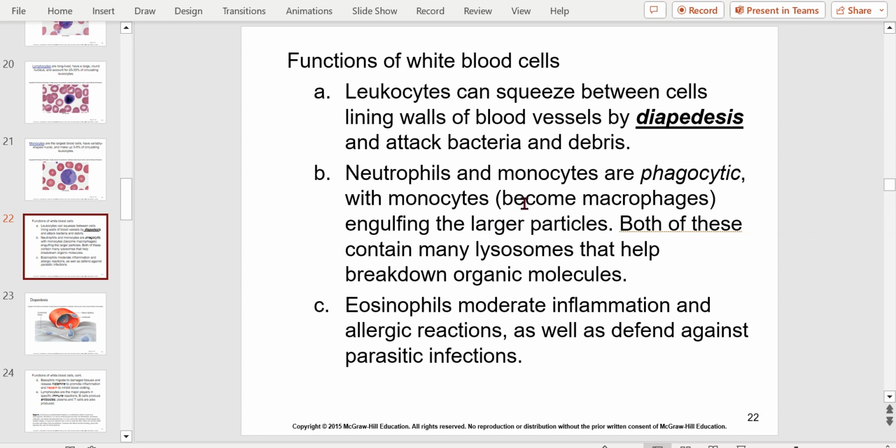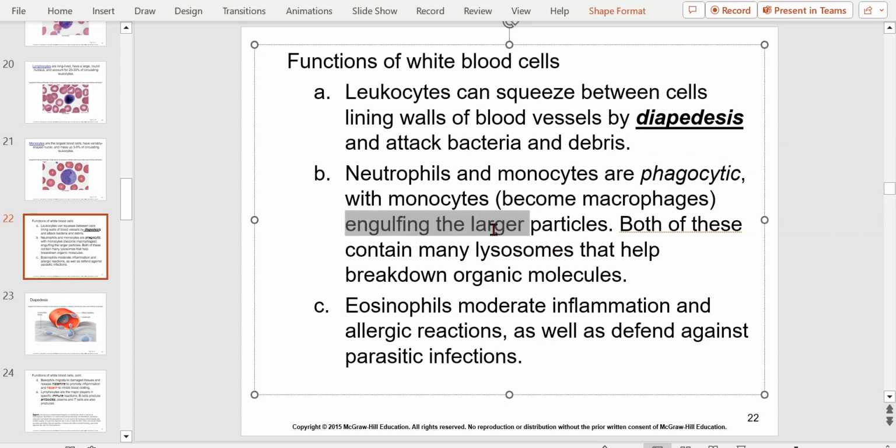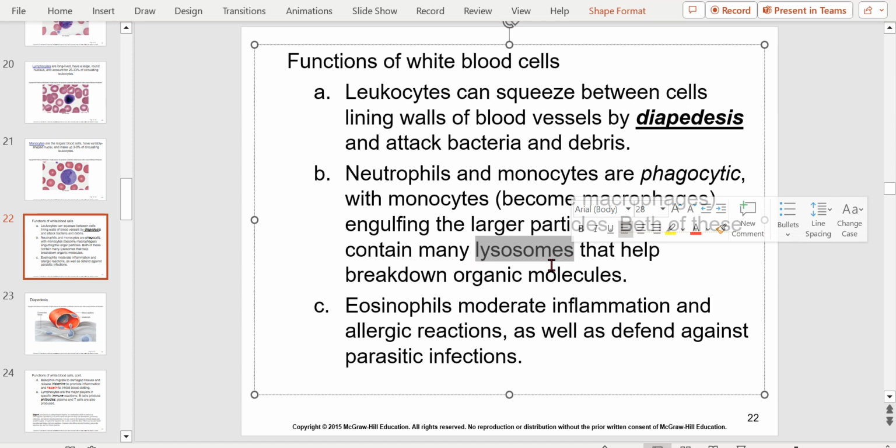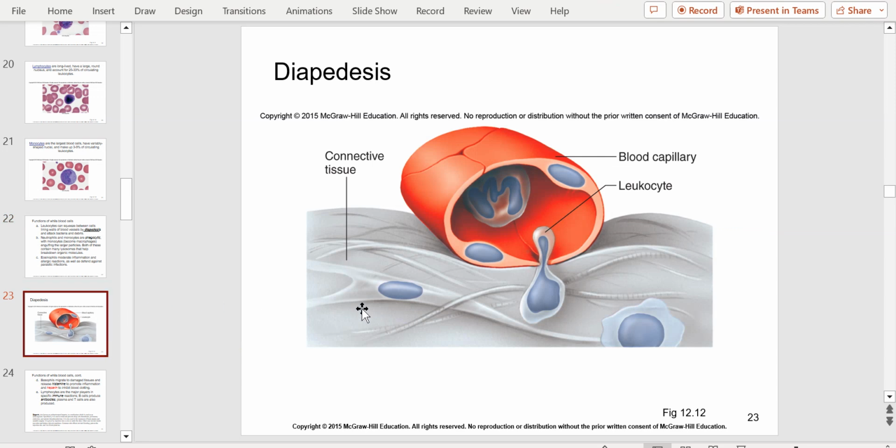With monocytes, they become macrophages, engulfing the large particles. Both of these contain many lysosomes that help break down organic molecules. You remember those. They're able to break down foreign particles. Eosinophils moderate inflammation and allergic reactions, as well as defend against parasitic infections. Great. Love that slide. There's your connective tissue, and there's your leukocyte squeezing through, needing to get to where it needs to go.